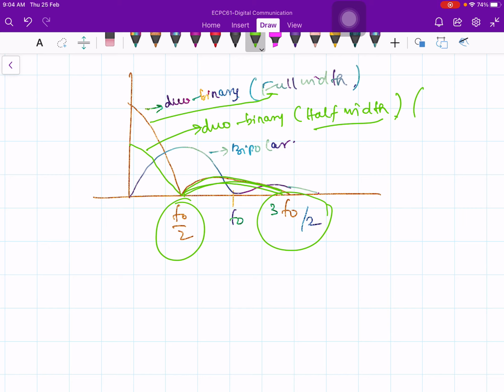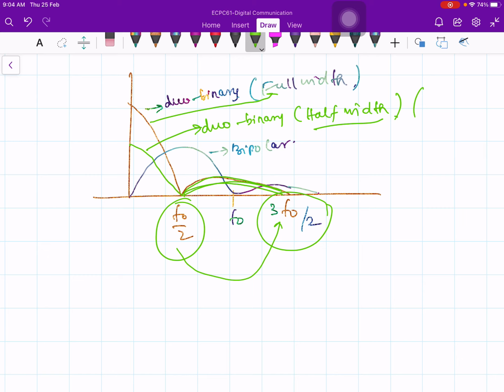What is the problem if I have a larger side lobe? The power, the energy, will be wasted in that. It takes a significant amount of energy. So it seems that significant energy still exists between this f naught by 2 and beyond. However, that is not a very serious problem.